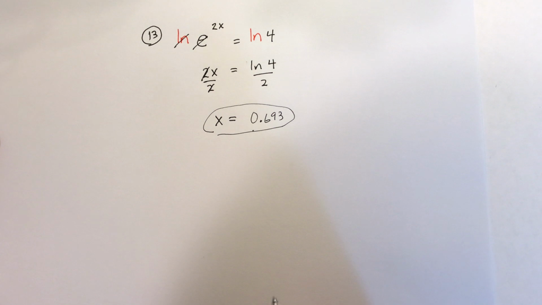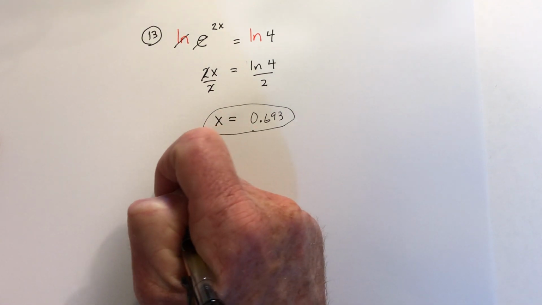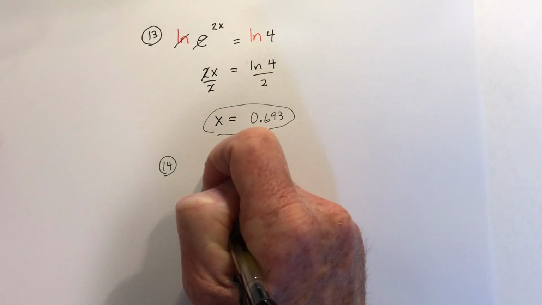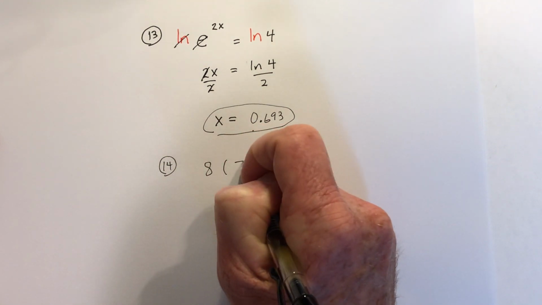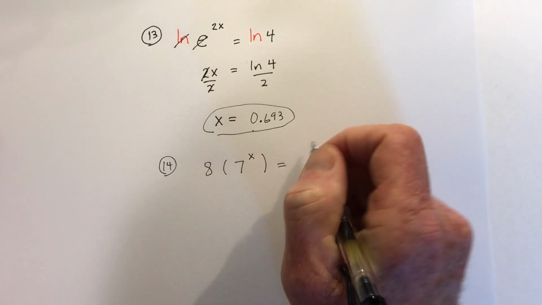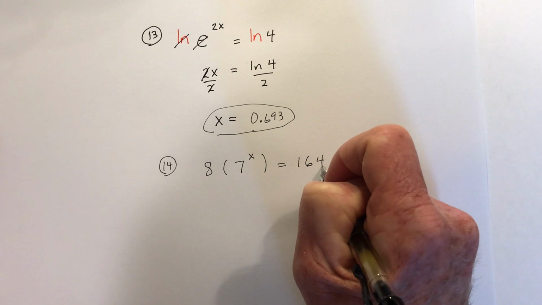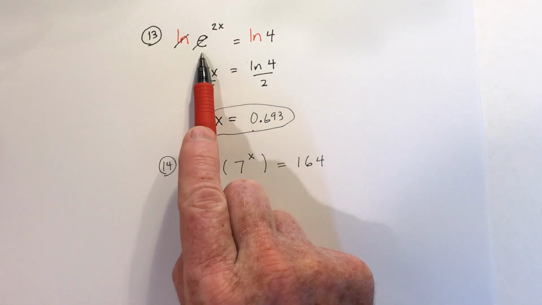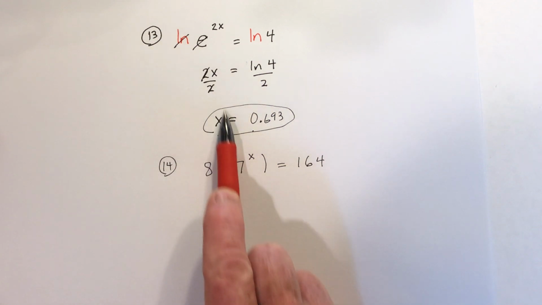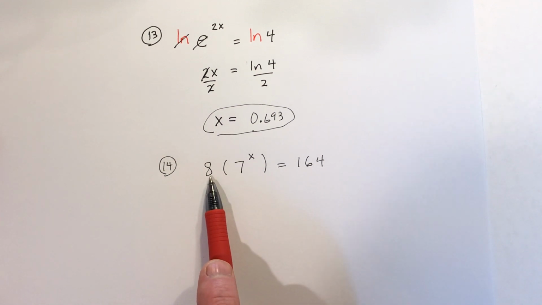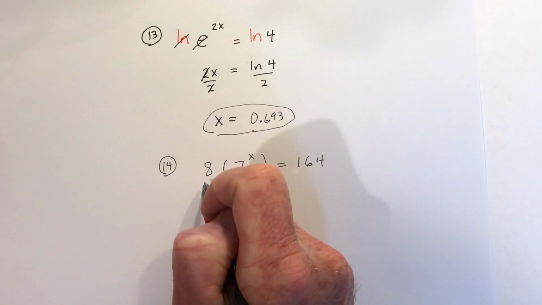And then for number 14, how about 8 times 7 to the x equals 164. So this problem is similar to the last one, except instead of an e, it's got a 7. So the work is going to be very similar. The first thing, though, I need to do is eliminate this 8. So I need to divide both sides by 8.